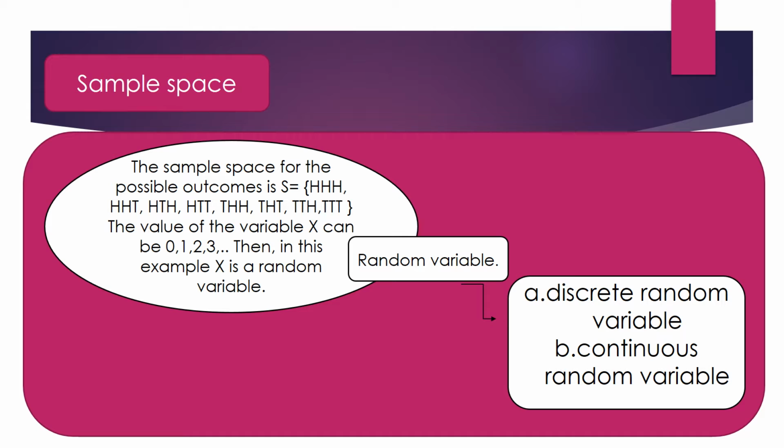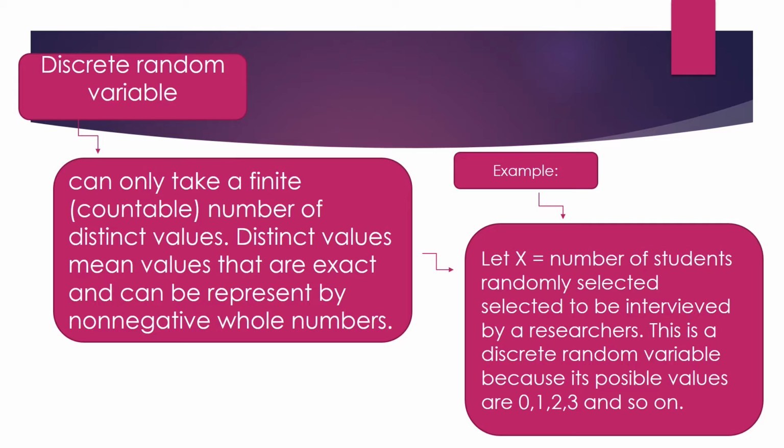So a random variable can be a discrete random variable or a continuous random variable. First, let's discuss the discrete random variable. Okay, a discrete random variable can only take a finite, countable number of distinct values. Distinct values means values that are exact and can be represented by non-negative whole numbers.